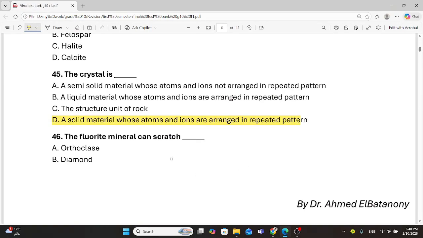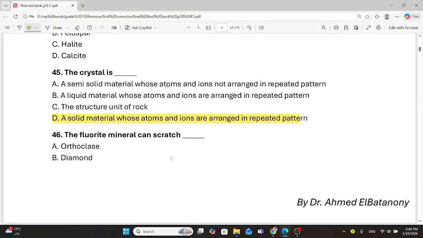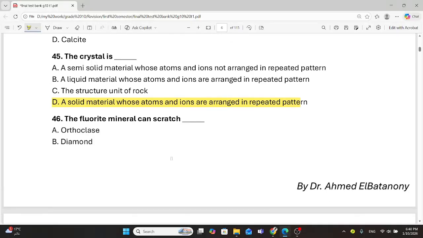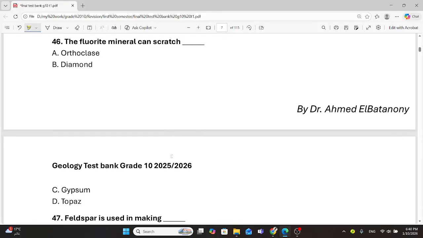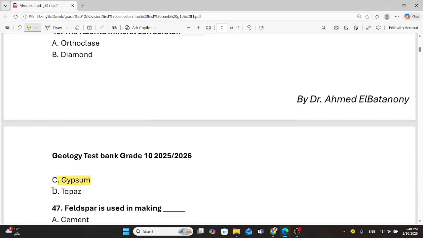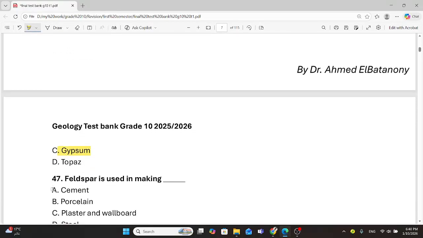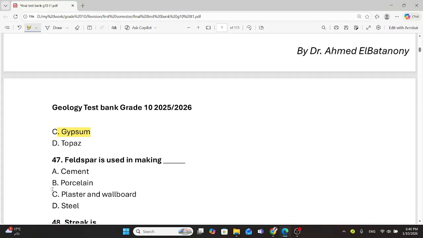طيب the fluorite mineral can scratch. fluorite ده اللي هو كام الهاردنس بتاعته نفتكر الفلورايت كان 4. طيب الفلورايت كان scratch الأورثوكلاس اللي هو الهاردنس بتاعته 6. لا. الدايموند اللي هو 10. لا. الجبسوم اللي هو 2. التوباز يبقى 8. الفلدسبار is used in making porcelain.